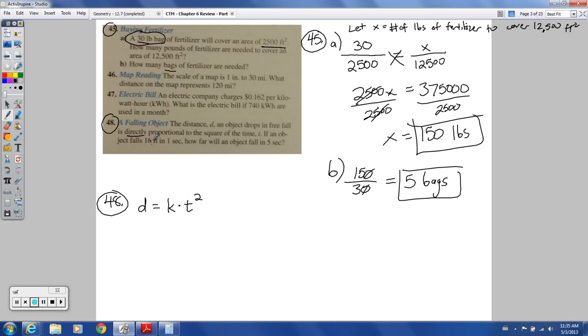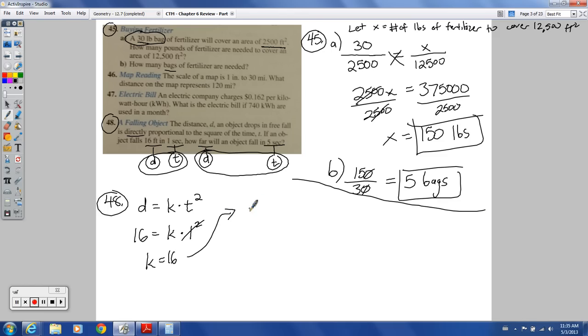So if an object falls 16 feet, this is going to be my distance originally, and this is going to be my time originally. So how far will it fall? So that's a new distance, and then in 5 seconds that would be a new time. So this is my first distance and time. These two will be my second distance and time. So I'll need to solve for k first. So I have d would be 16 equals k times 1 squared, and then 1 squared, that's just 1, so we really don't need to think about that. So we have k equals 16.